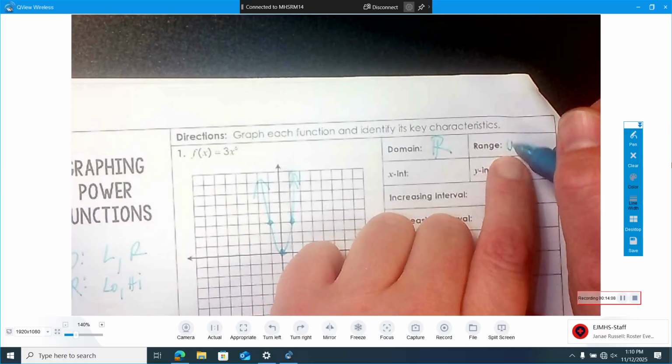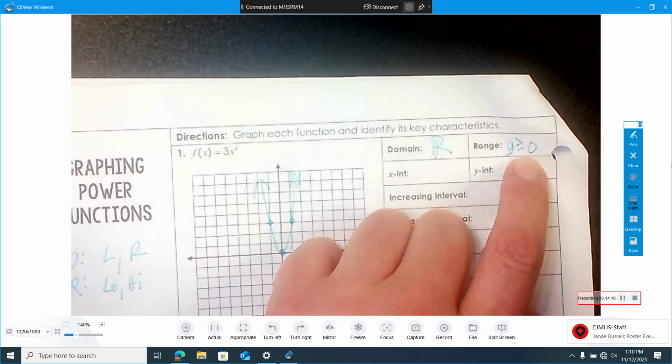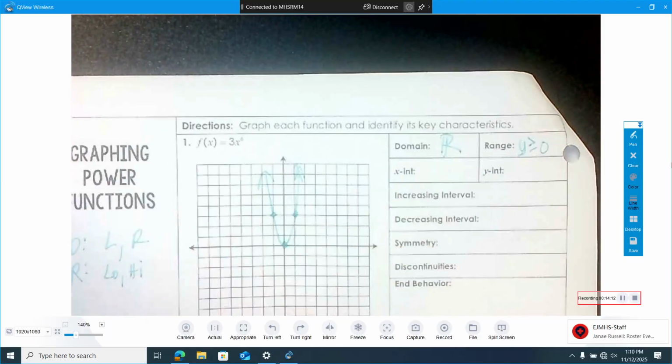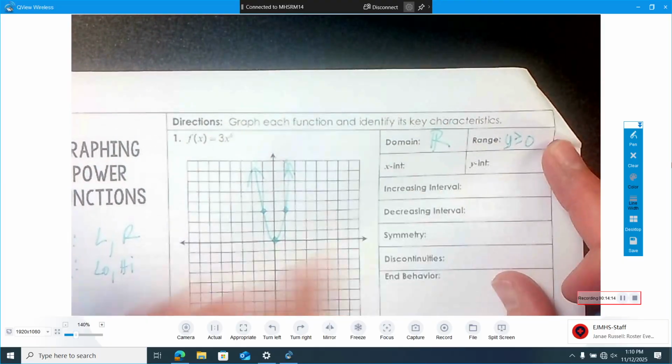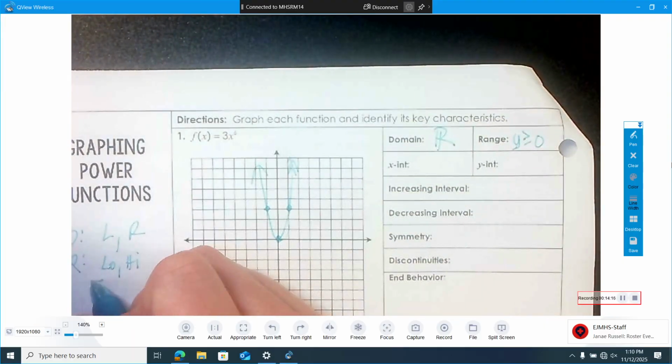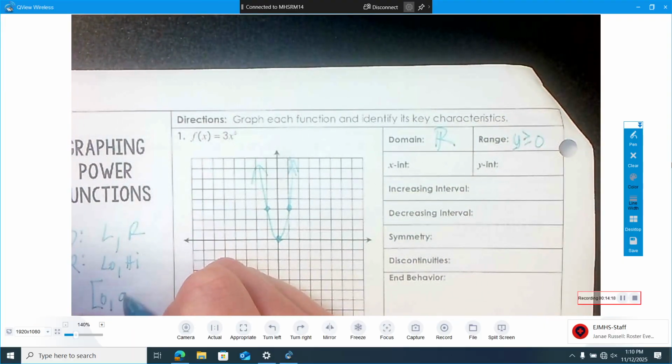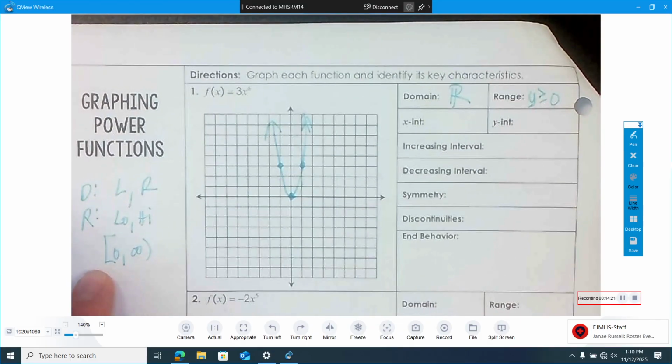Can I just say y values greater than or equal to 0? I could absolutely say that. In this case, you could also do bracket 0 to infinity. Either one of these answers is totally fine. But y values greater than or equal to 0 means the same thing.